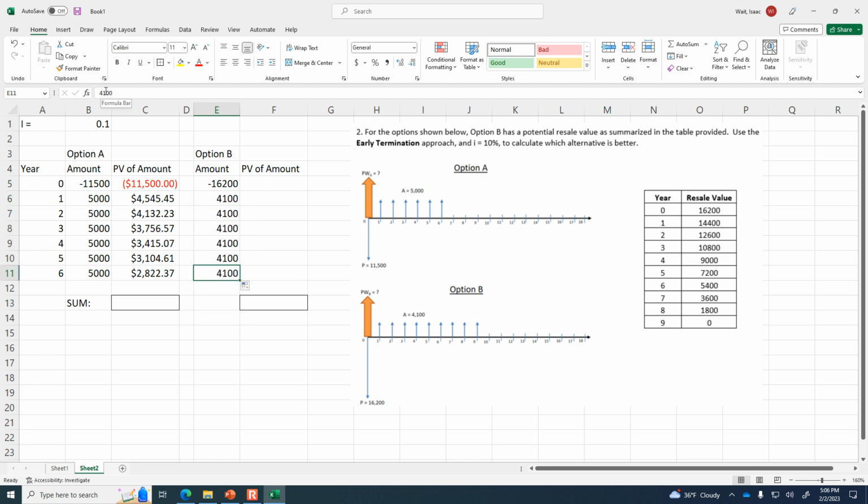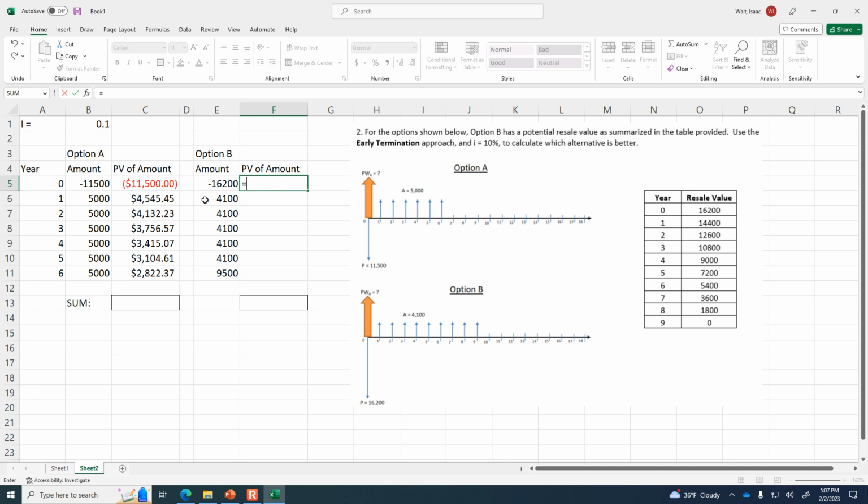All right, so in year 6, we've got the revenue, and also we're selling the item. That's the whole essence of early termination. We're selling the item, and we're going to get $5,400 for doing that. So it's a total of $9,500 in that year. Why do we only add that in the option B? Because option A is finished at the end of 6 years. Option A doesn't last for any longer than 6 years. It has no residual value. At the end of 6 years, option A is all worn out. This resale value only applies to option B being sold early.